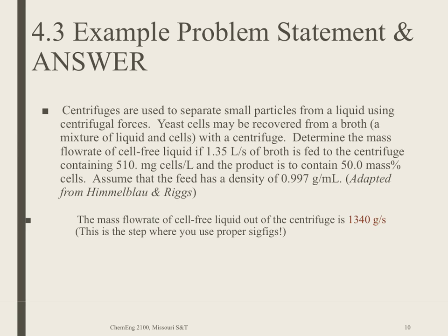So in this particular case, what did they ask us to find? Determine the mass flow rate of cell-free liquid. Okay, so the cell-free liquid was stream 3. That mass flow rate to 3 sig figs is 1340 grams per second. I've answered the question. I've completed the problem.